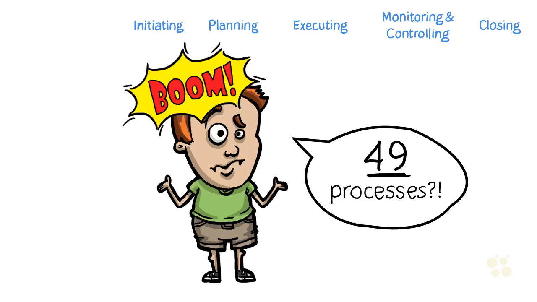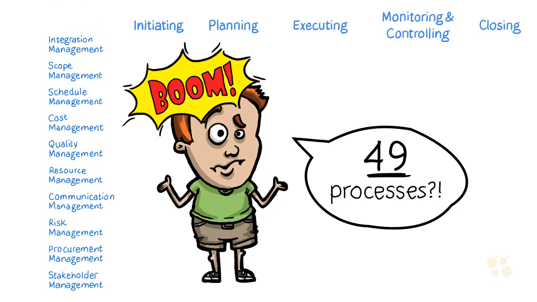So yes, 49 processes, but to help us further organise them in this table that I'm building, we've got some row headings which kind of categorise the specific area of knowledge that they apply to. You can see them down the left-hand side, and these are known as knowledge areas. You'll see that they are all something management, so schedule management or resource management, etc.